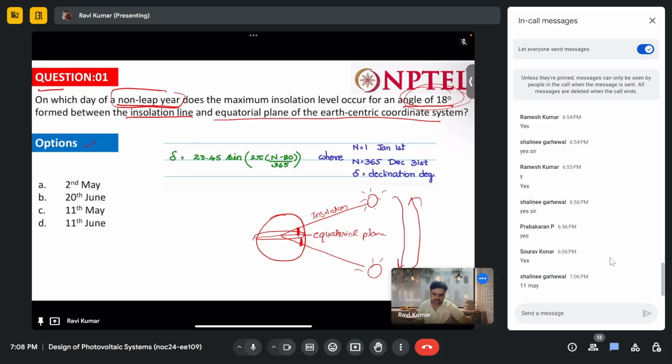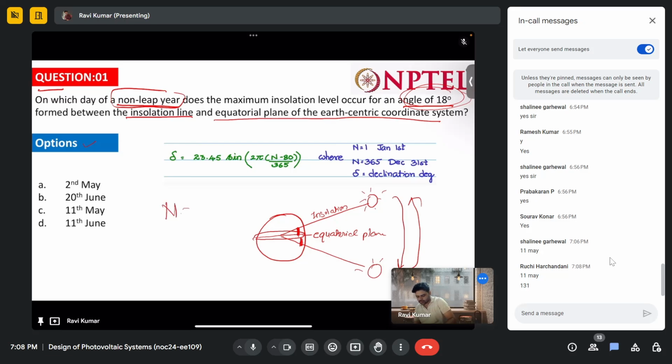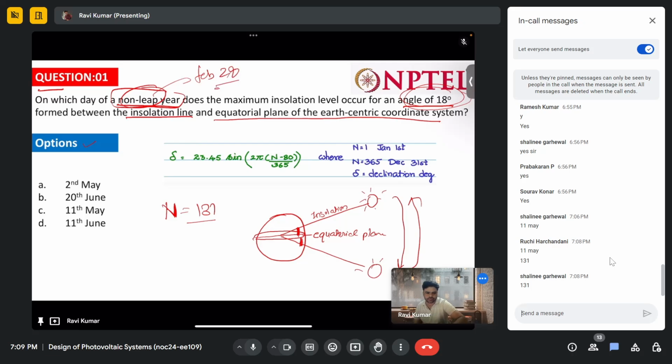Okay, Salini said 11th May. So Salini, what is your n? Ruchi also said 11th May. What is the value of this n? 131. Okay. And for a non-leap year you need to take Feb as 28. Yes, 11th May is the answer.